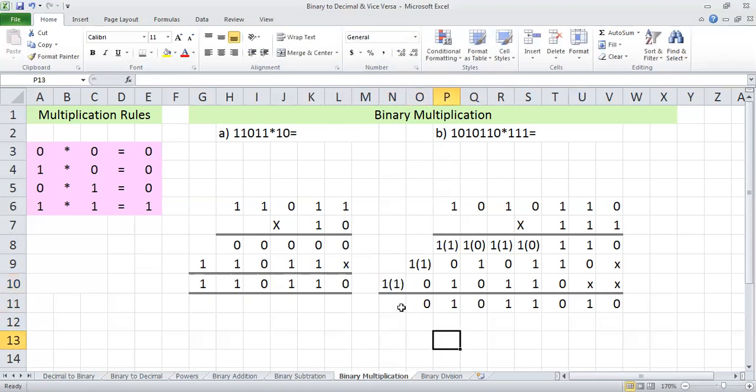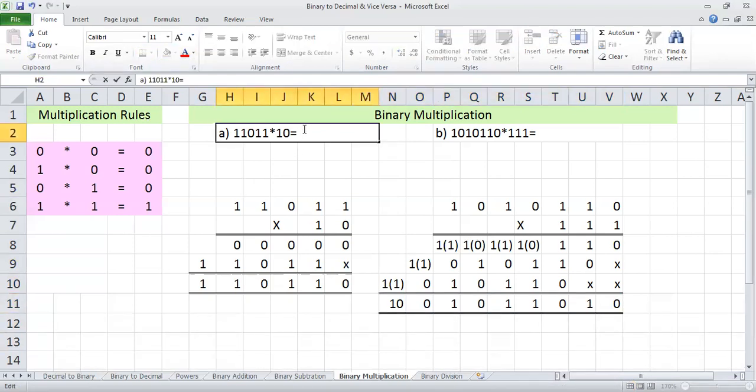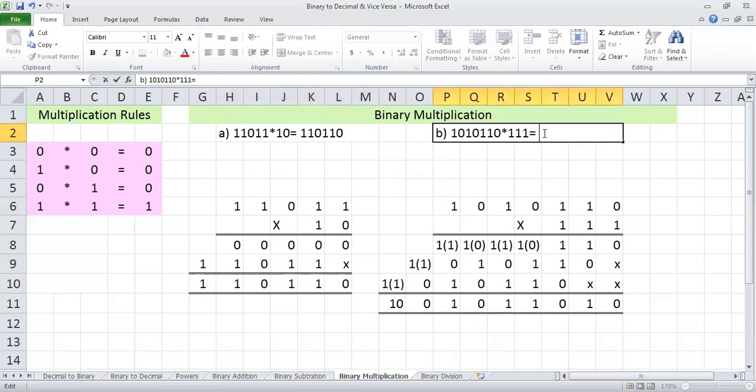And this time 1 plus 1 is 10. So you can directly write 10 here. And this is the answer. So A part answer is 110110 and B part answer is 10010111010. This is the answer of B part.